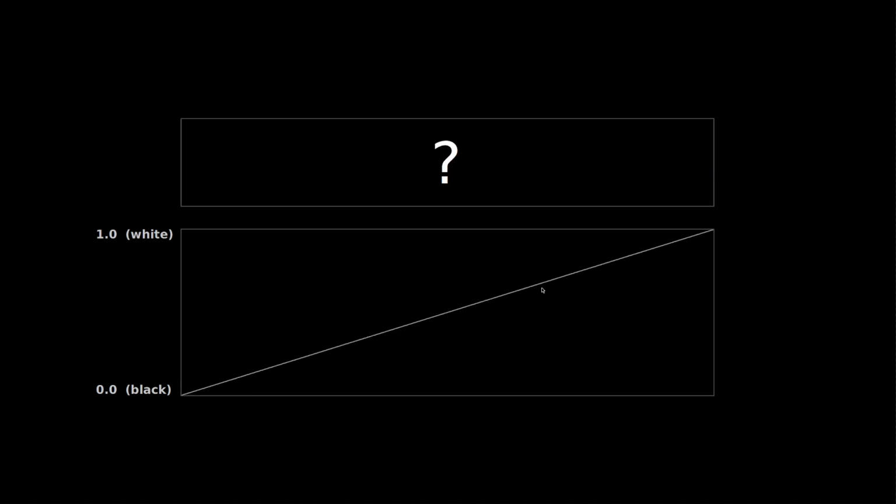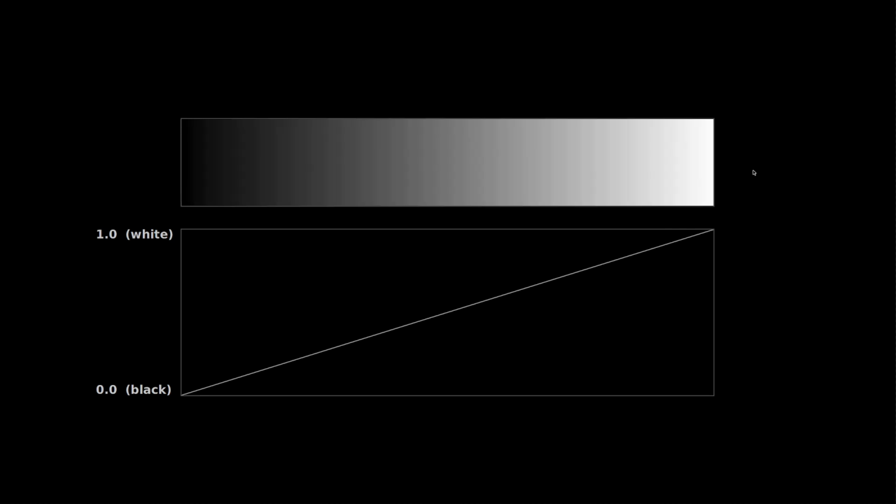So what do you think this would look like? This perfectly straight line from 0 to 1, just perfectly straight from black to white. What do you think this gradient would end up looking like? Well, a lot of people would probably expect it to look something like this. And perhaps some of you are already aware that this is not what it actually looks like. What it actually looks like is this.